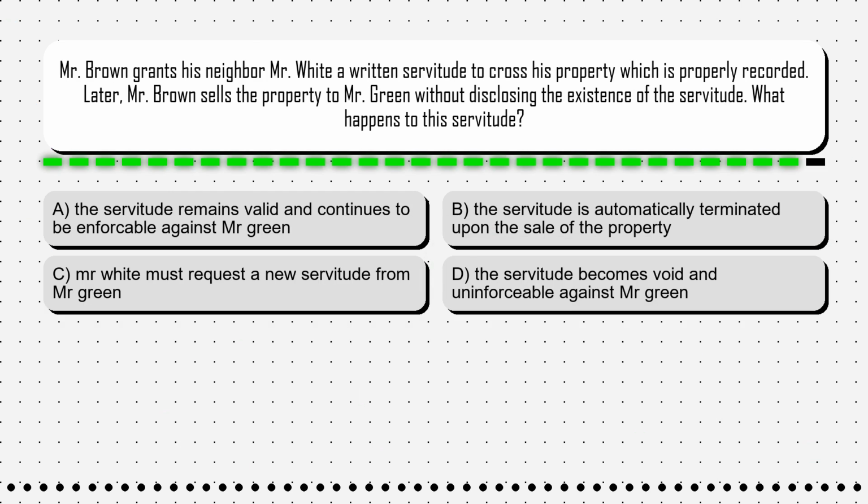Question 26. Mr. Brown grants his neighbor Mr. White a written servitude to cross his property, which is properly recorded. Later, Mr. Brown sells the property to Mr. Green without disclosing the existence of the servitude. What happens to this servitude? Option A, the servitude remains valid and continues to be enforceable against Mr. Green. Option B, the servitude is automatically terminated upon the sale of the property. Option C, Mr. White must request a new servitude from Mr. Green. Option D, the servitude becomes void and unenforceable against Mr. Green.